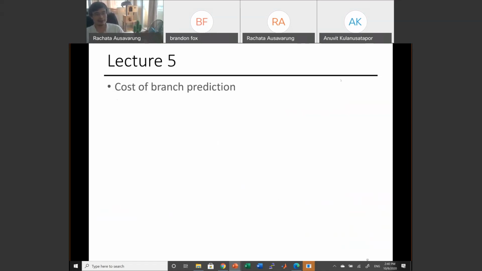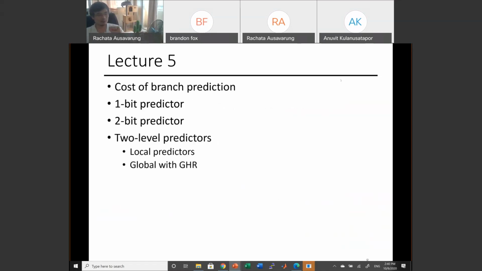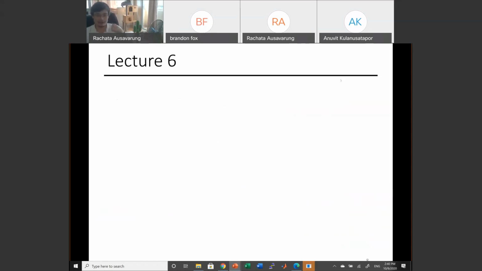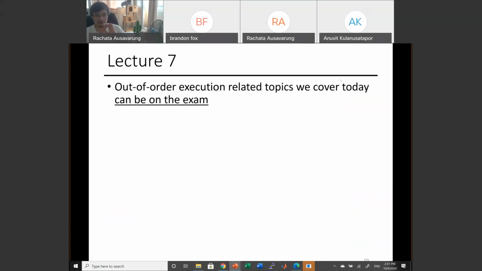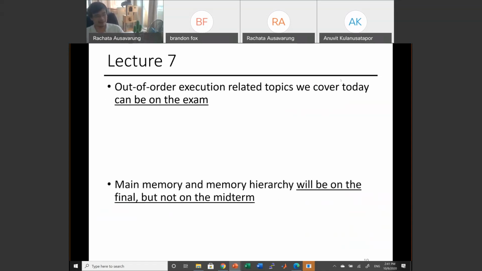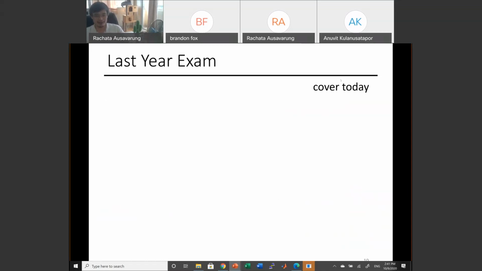Then we talk about the branch prediction, right? The cost of branch misprediction. What is a 1-bit predictor versus 2-bit versus the 2-level predictor? And then we talk briefly about different methods to handle branches. Then we talk about the reorder buffer and then out of order execution. This lecture can be on the exam, right? Whatever would come next that are related to the memory and memory hierarchy will be on the final, but not on this exam that's coming up.